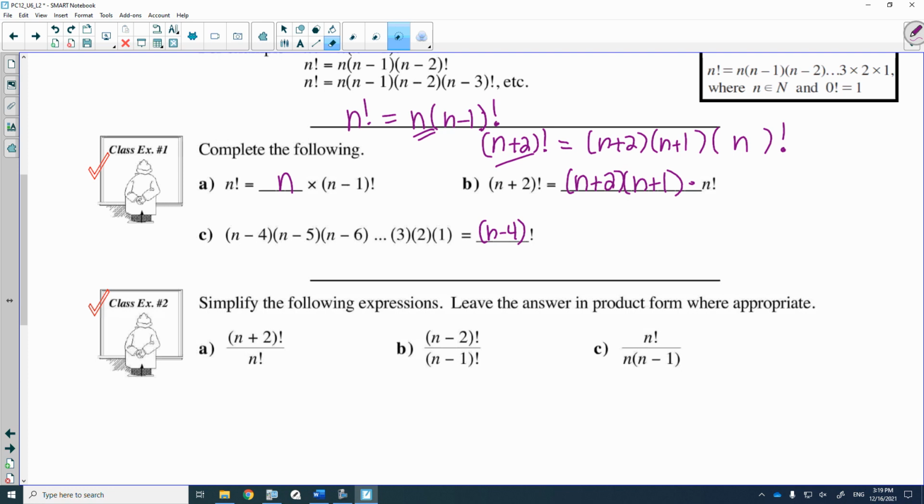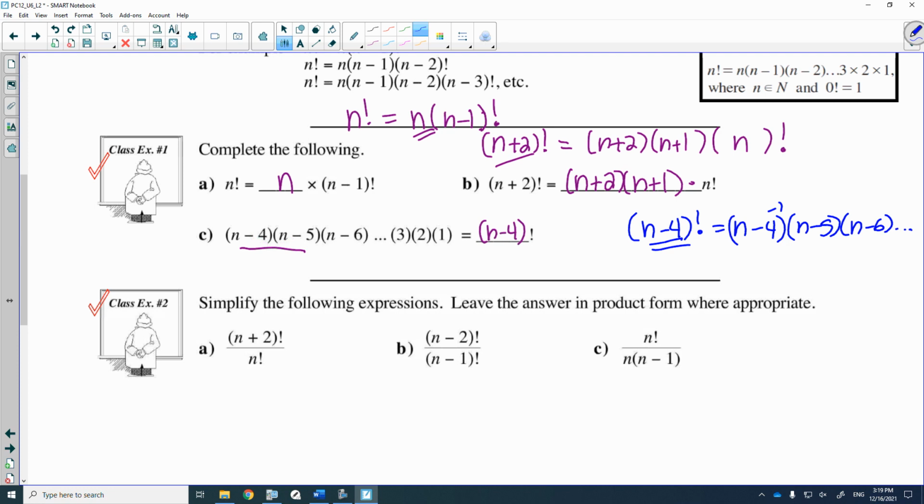And if you don't really understand how we would get this answer, if I gave you n minus 4 factorial, and I said, start unzipping that, you always start with your n, so in this case n minus 4. And then the next one is always one number less. So if I subtract 1, that's going to be n minus 5, n minus 6, and we keep going until we get 3 times 2 times 1. Or if I wanted to stop here at n minus 6, I have got to put the factorial sign.